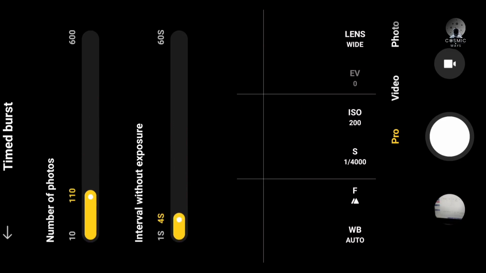So as soon as I click on the shutter button, it will start capturing the images, and you can see the number also at the top of how many images are captured depending upon the Pro mode settings. So this is how time burst mode works.